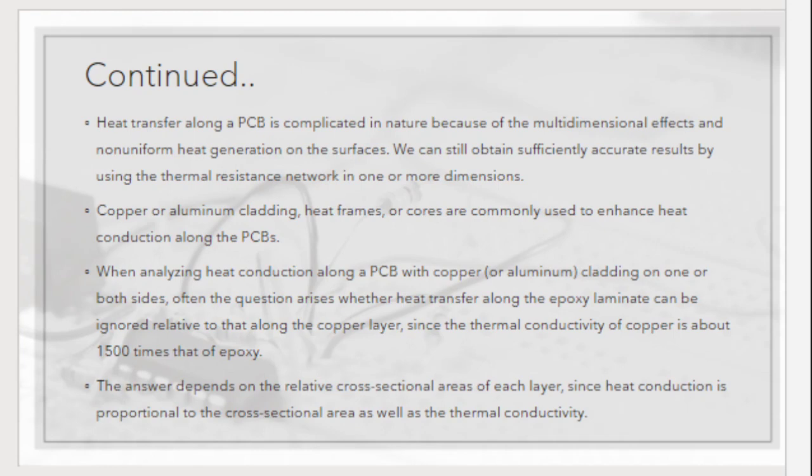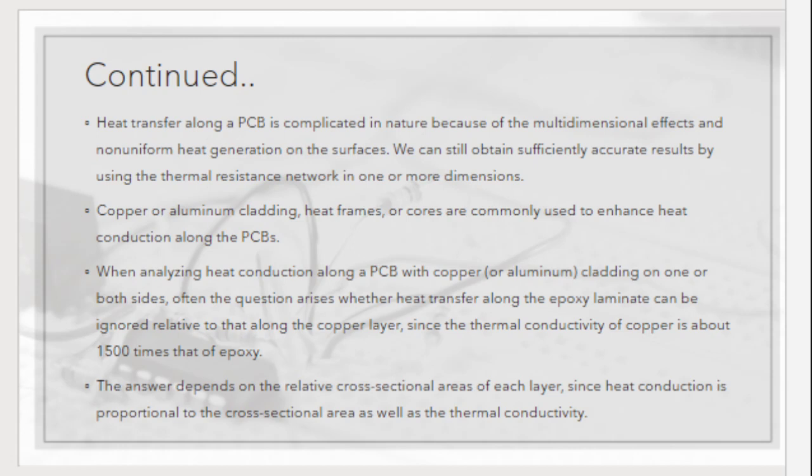Heat transfer along a PCB is complicated in nature because of the multi-dimensional effects and non-uniform heat generation on the surfaces. We can still obtain sufficiently accurate results by using the thermal resistance network in one or more dimensions. Copper or aluminum cladding, heat frames, or cores are commonly used to enhance heat conduction along the PCBs.